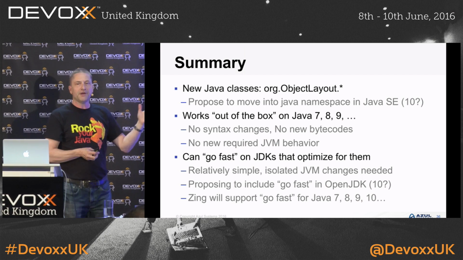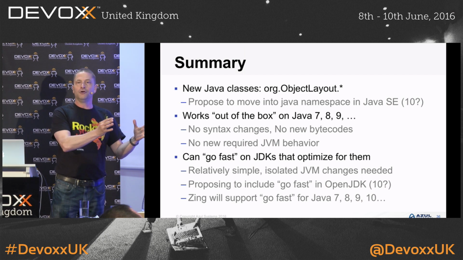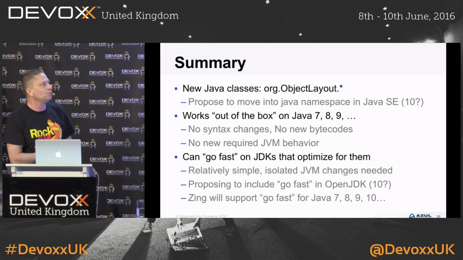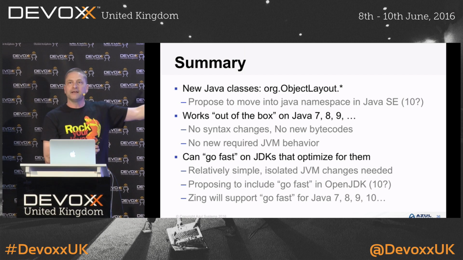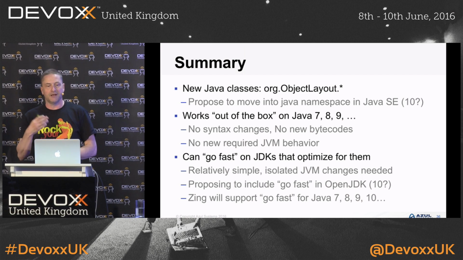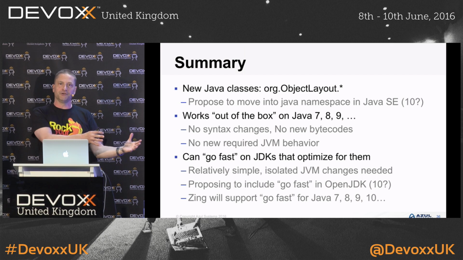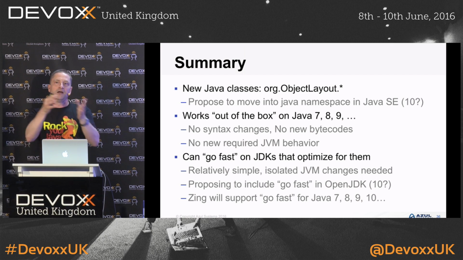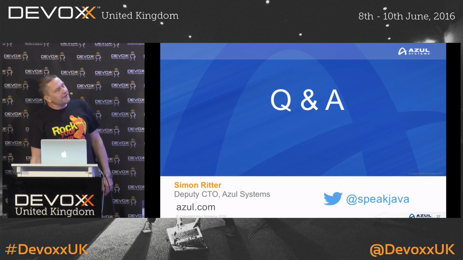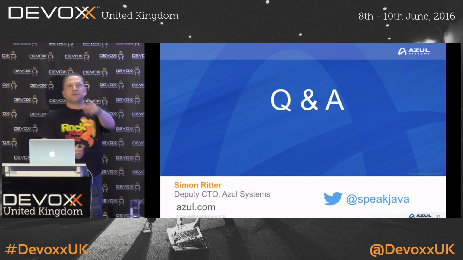No new required behavior from the JVM, so it will run on a JVM that doesn't know anything about the object layout library, and then it can go fast on JVMs that do know about the object layout library. So that's the benefit of this: you can start off with just using any JVM, and then we can move to a better performing JVM without changing any code.